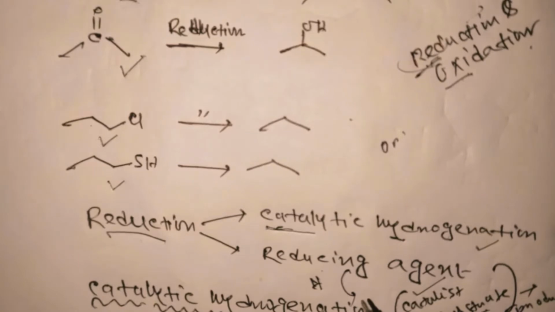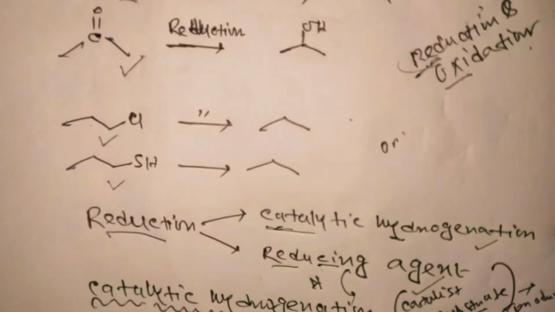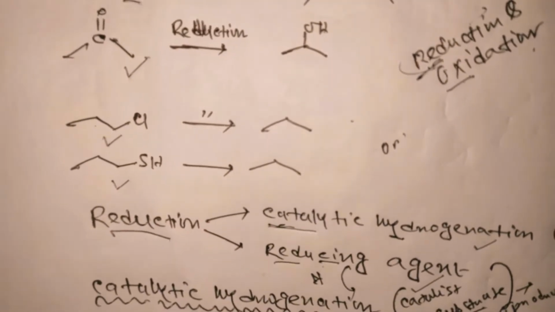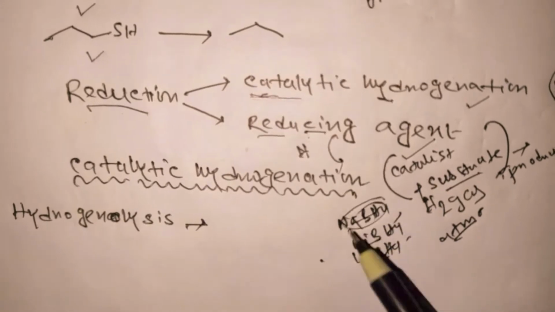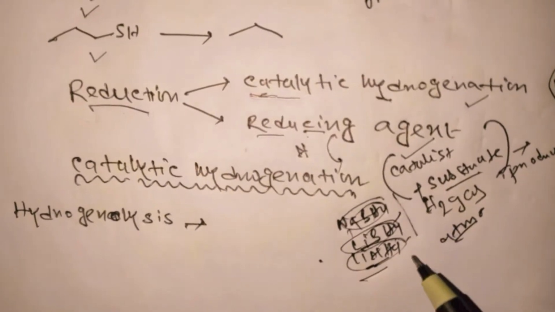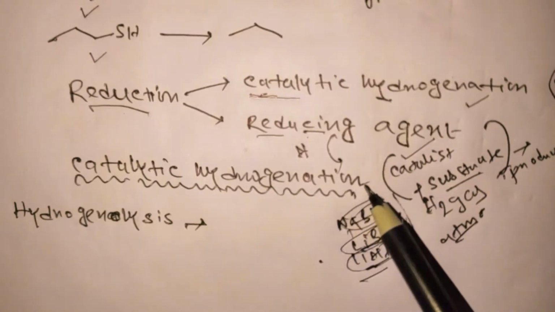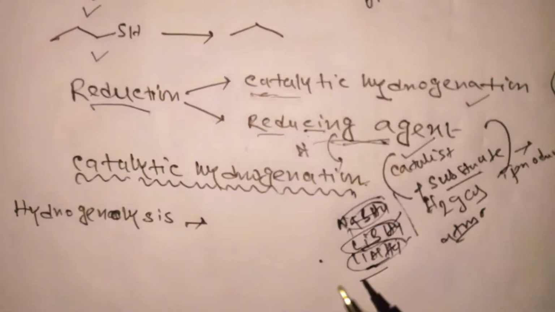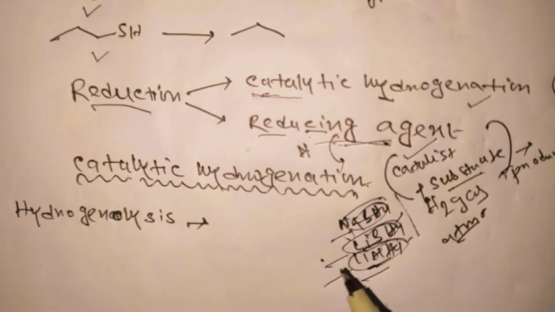And the second procedure is by a reducing agent. There are various kinds of reducing agents, that is sodium borohydride, lithium borohydride, lithium aluminum hydride. All these are reducing agents. So by these kinds of reducing agents, we can also reduce the alkene. Today we will study catalytic hydrogenation, and in the next video we will study reduction by reducing agents, that is NaBH4, lithium borohydride, lithium aluminum hydride, or there are also other reducing agents present.